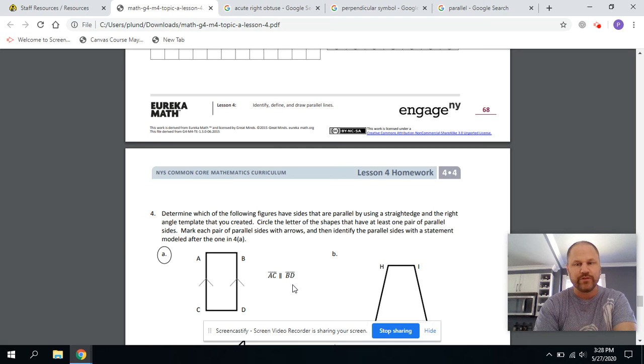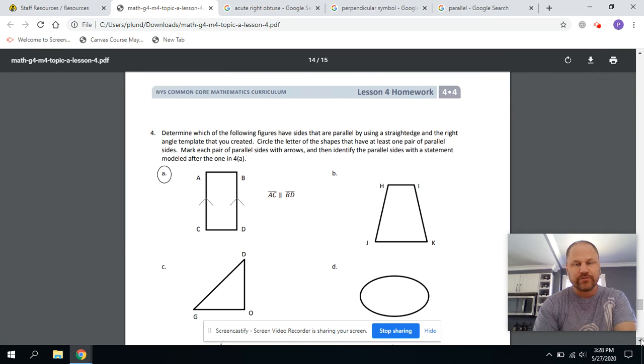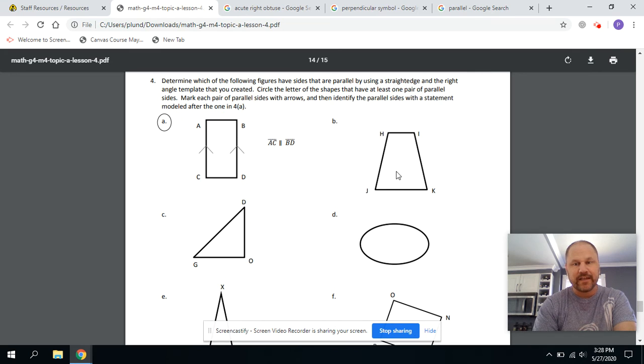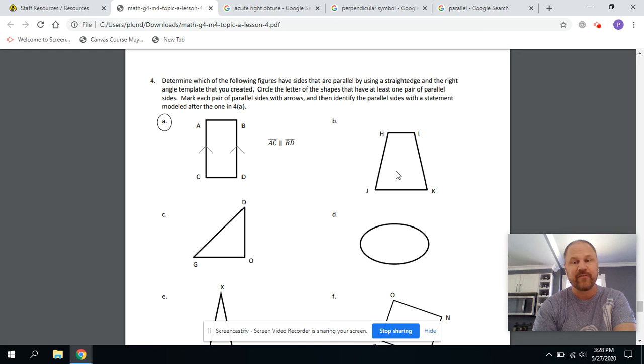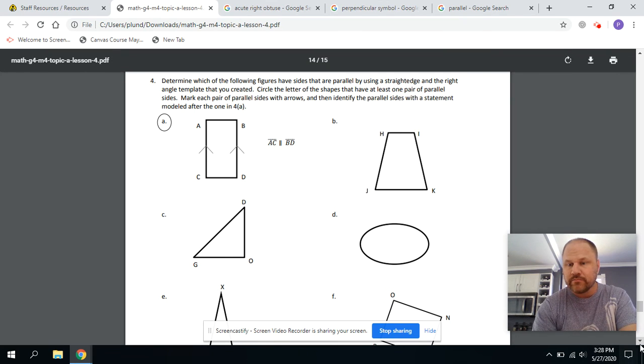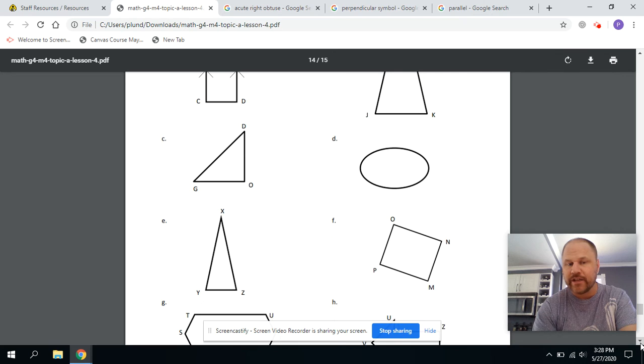So you are to do the same thing with the rest of these examples. And this looks like a trapezoid, because a trapezoid has one set of parallel lines. HI and JK are parallel, but these lines are not. So it's a trapezoid. There's no parallel here. There's no parallel here, but there is a perpendicular if we were doing it yesterday. So yours should be very similar to that.